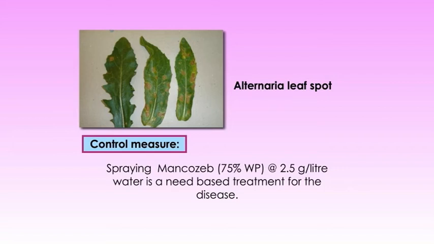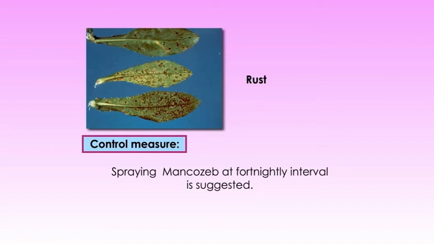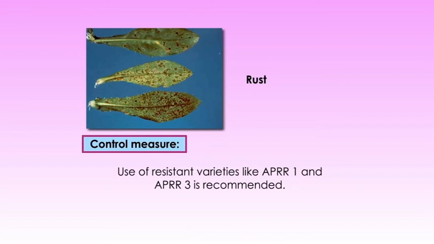The second disease is rust. For controlling this disease, spraying mancozeb at fortnightly intervals is suggested. Use of resistant varieties like APRR1 and APRR3 is recommended.